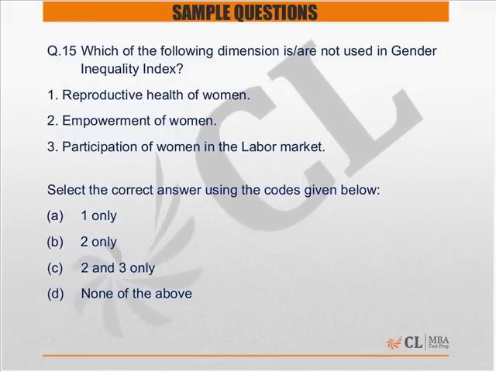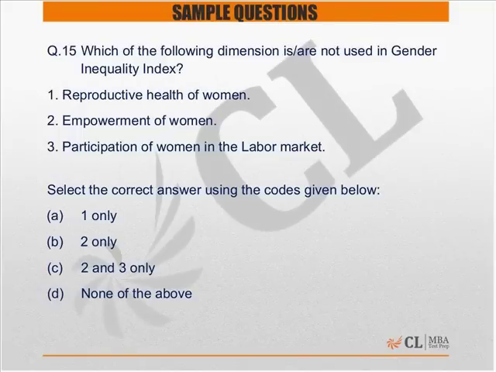Odisha has the highest MMR in India. Kerala has the lowest. In which is gender equality better, Kerala or Odisha? A state where a mother is going to die, or a state where a mother is going to be saved? Reproductive health of a woman is definitely a component of GII. Empowerment of women, participation of women in labor market.